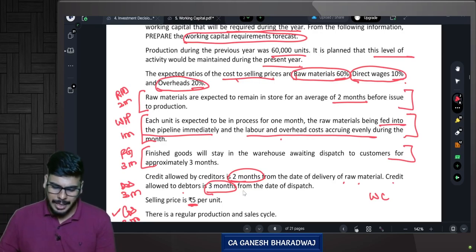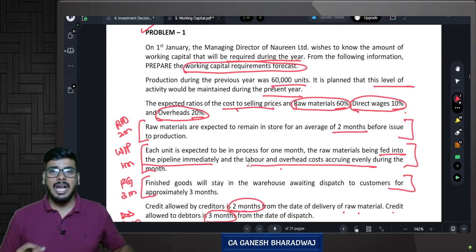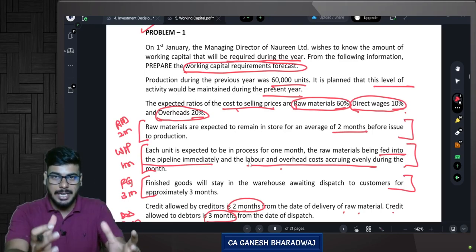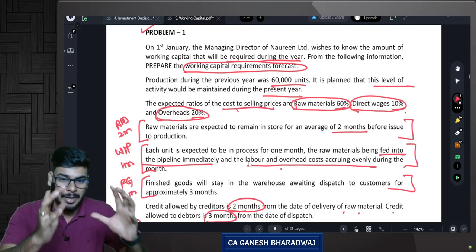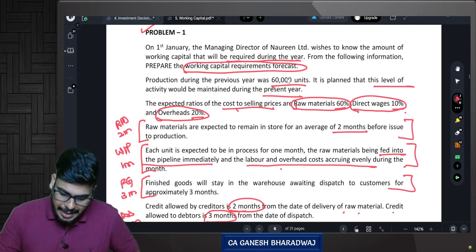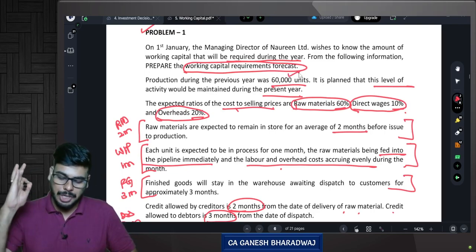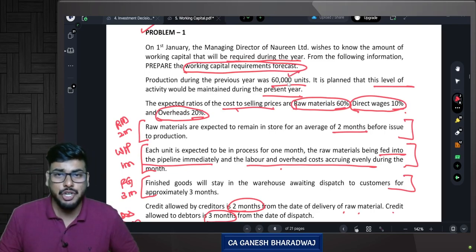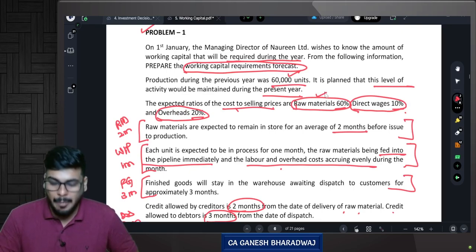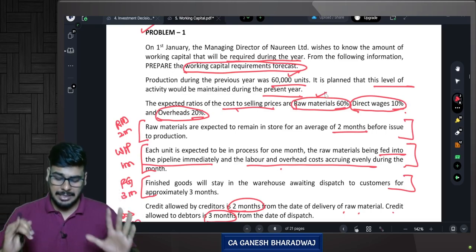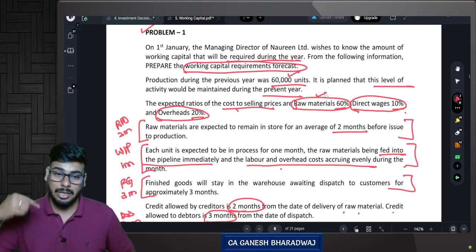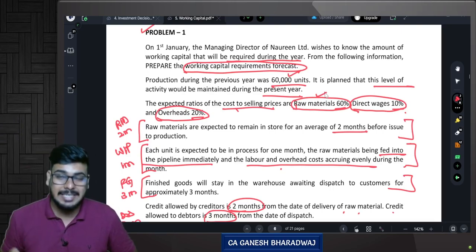Now, what they are saying, I should calculate the amount of working capital that I need to be invested into my business for my day-to-day operation. The company is planning to produce how much? 60,000 units in this particular year. 60,000 units of what? FG, correct? Now, generally, raw material comprises 60% of the cost. 60% of the cost of what? The cost of my sales, correct?